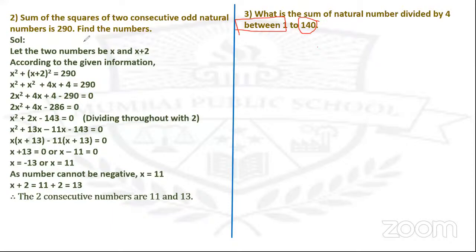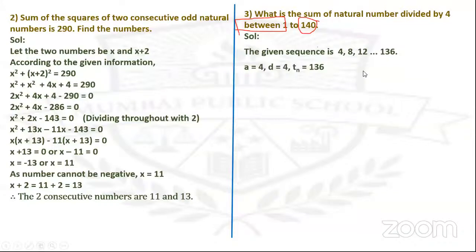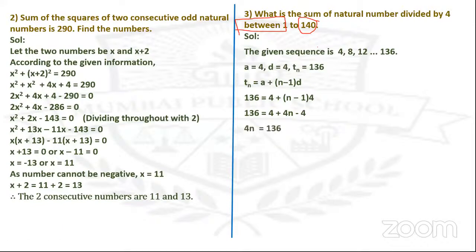So what happens here is, check. Start with the solution. The given sequence is 4, 8, 12, and the last number is 136. So here A is 4, D is 4, Tn is 136. Tn equals A plus N minus 1 into D. So 136 equals 4 plus N minus 1 into 4. So 136 equals 4 plus 4N minus 4. So 4N equals 136. So N equals 136 upon 4, that is equal to 34.